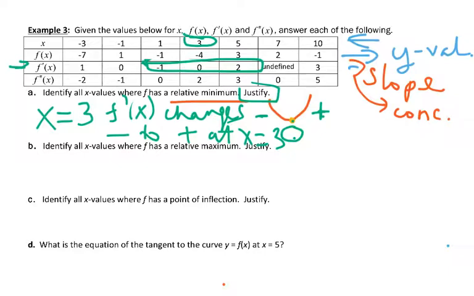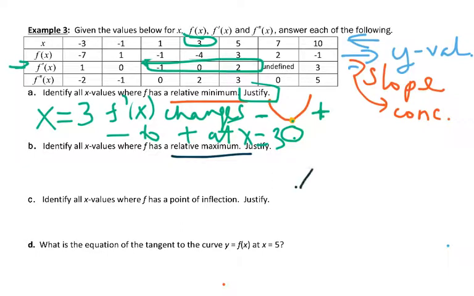At this point, I would like you to pause the video for about a minute or two, and I want you to try B on your own first to see if it makes sense to you. Think about relative maximum. I just went over relative min. So that's a challenge for you. Just pause the video at this point and see if you can identify where they have a max, and then play to see if you actually got it.